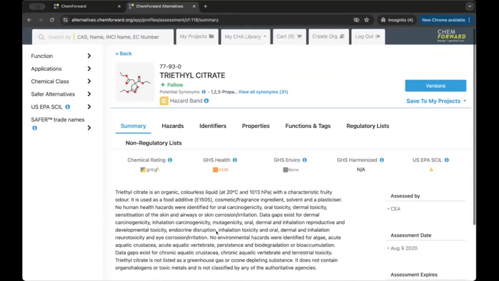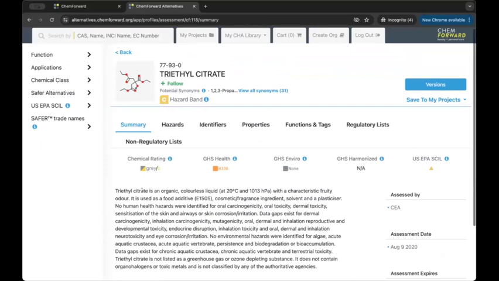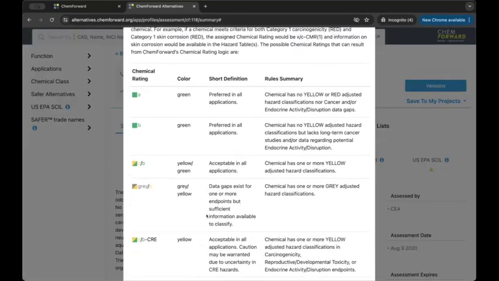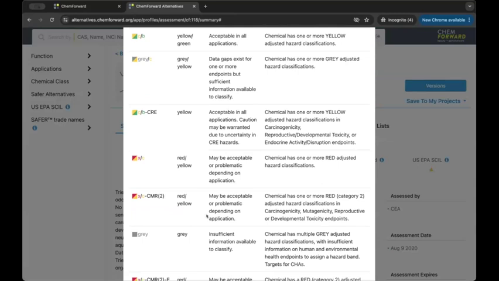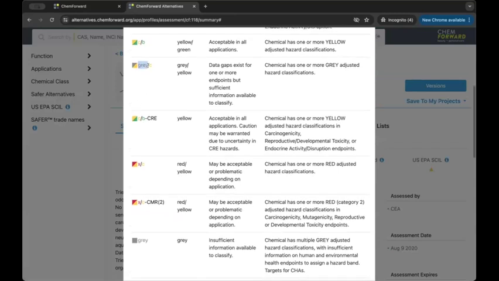And similar to that chemical that did have a profile, but only at a question mark hazard band, we have the overall summary. We have the chemical rating, which is associated with one of our hazard bands. These are all detailed here. This is a gray C chemical, which when I tab into the hazard table, I can give a more detailed explanation as to what this means. But this just means that there is a data gap that exists for one of those endpoints.